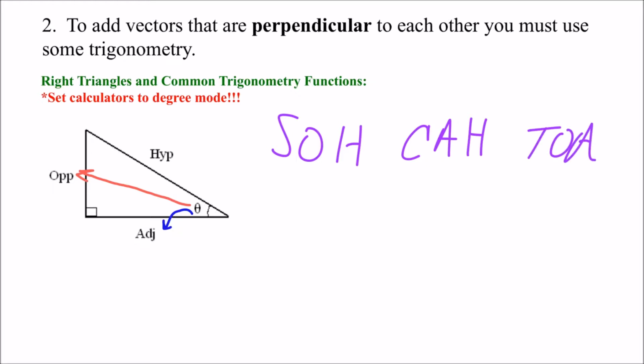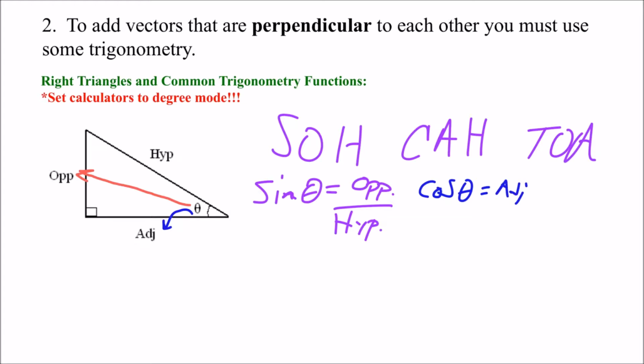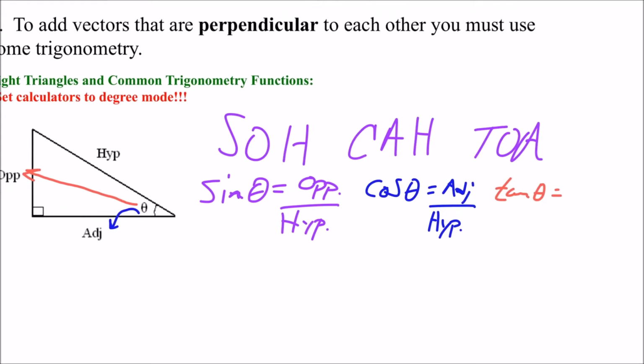All right, and let's just briefly go through what that means. SOHCAHTOA says that the sine of theta is equal to the opposite side divided by the hypotenuse side, okay? And that's the lengths of those sides, or the magnitude of those sides. The cosine of theta is equal to the adjacent side over the hypotenuse side. And the tangent of theta is equal to the opposite side over the adjacent side. Okay?